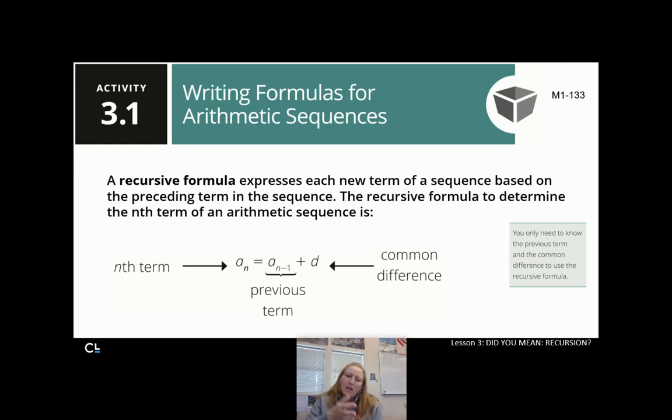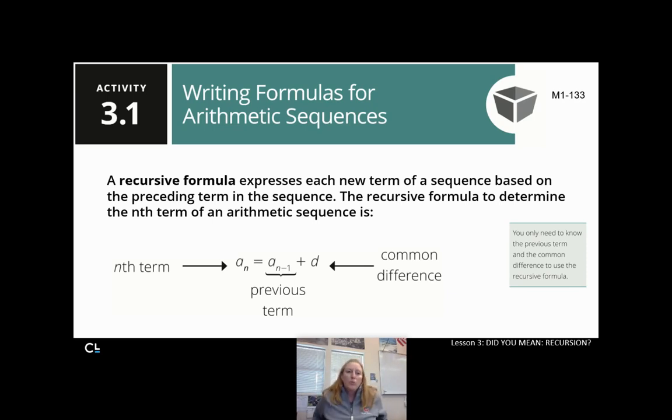Now, we've already talked about arithmetic sequences, how if we're dealing with an arithmetic sequence, that meant we were adding or subtracting a constant, right? And that we called that constant that was being added or subtracted the common difference. You're going to need to remember that, and you're going to need to know that to help you today.